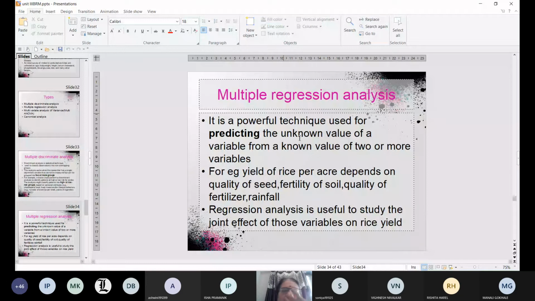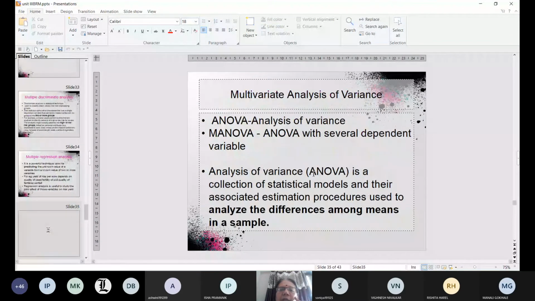For example, you want to find out the yield of rice per acre, which is an uncertain or unknown value. You don't know how much rice is going to grow in that soil. So you will have to analyze the quality of seed, fertility of soil, quality of fertilizer, rainfall, etc. So for this you will have to do regression analysis.